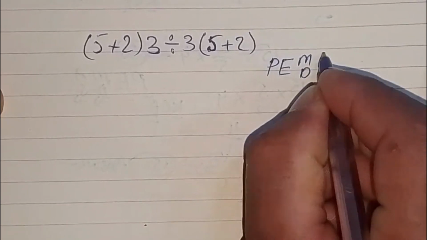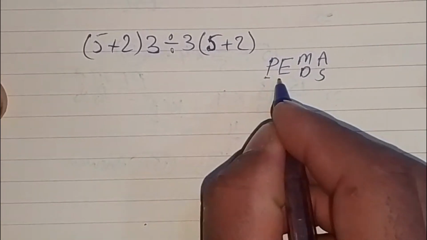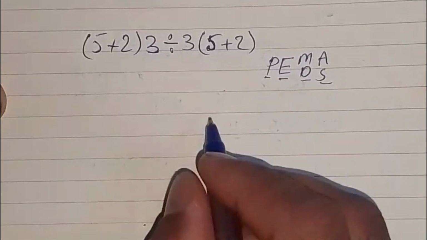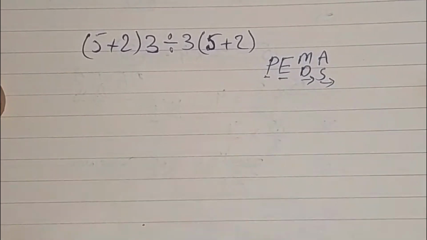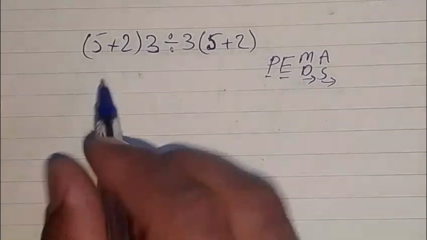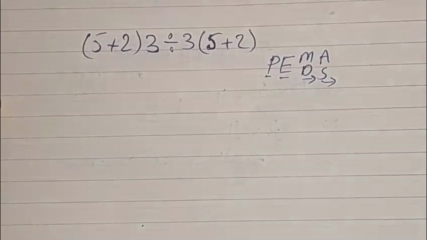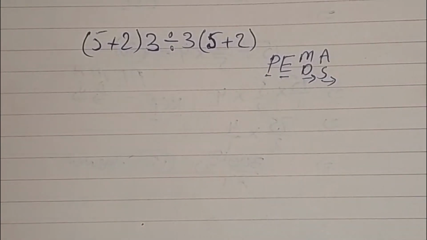According to the PEMDAS rule, first we solve parentheses, then exponent, then multiplication or division, and then addition or subtraction. Multiplication or division we solve from left to right, and addition or subtraction we solve from left to right. Now we have two parentheses here and one division. So according to the rule, first we solve parentheses.